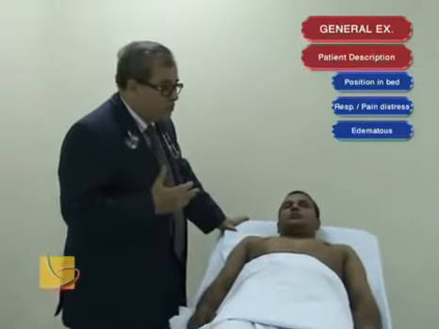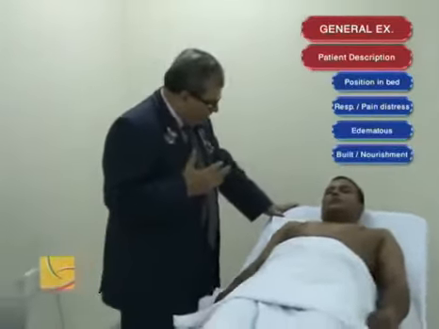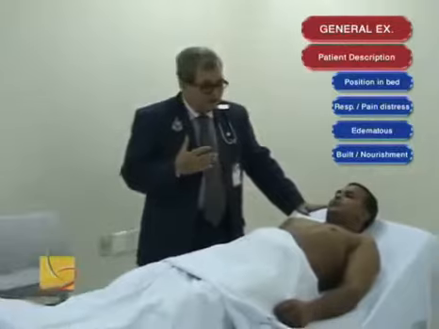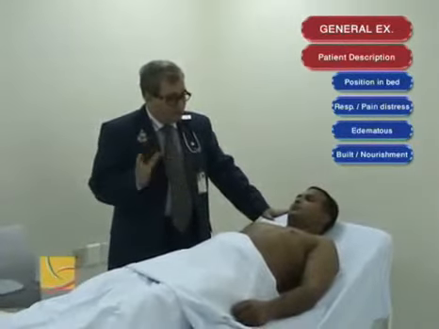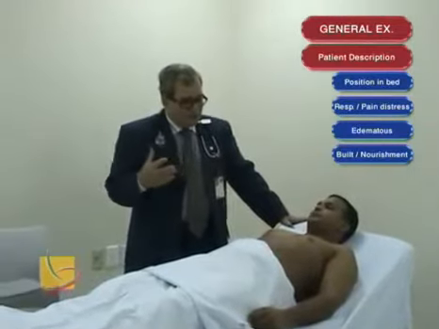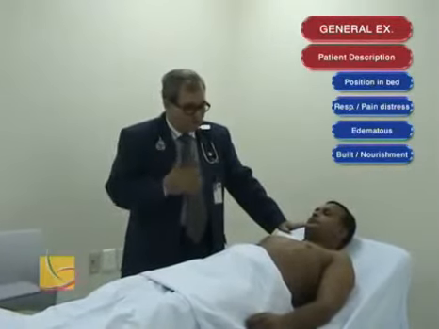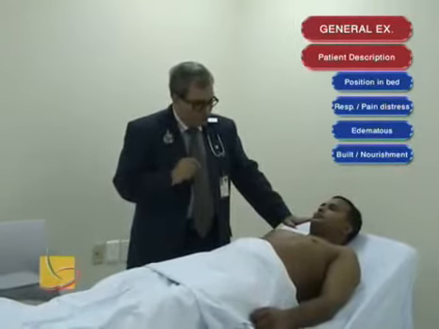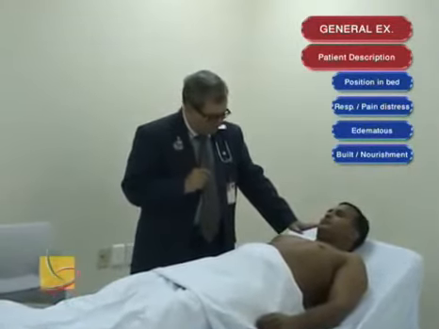Then we have to comment on the build and nourishment of the patient, and whether he has a normal build for his race. Some races may have a smaller stature than other races, and some may have a taller stature, so we have to know the race of the patient to adjust our description to his racial differences.